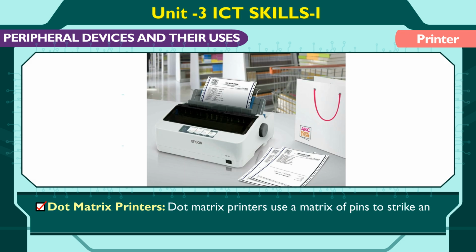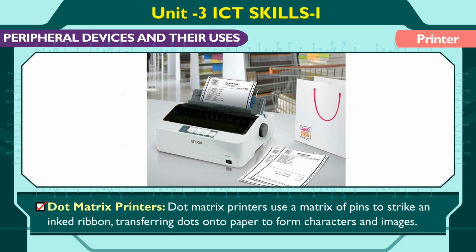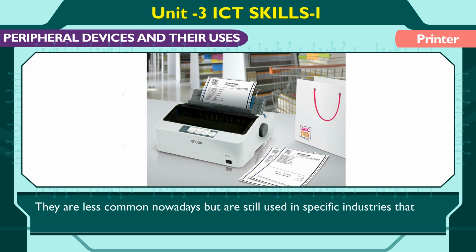Dot matrix printers. Dot matrix printers use a matrix of pins to strike an inked ribbon, transferring dots onto paper to form characters and images. They are less common nowadays but are still used in specific industries that require multi-part forms or carbon copies.